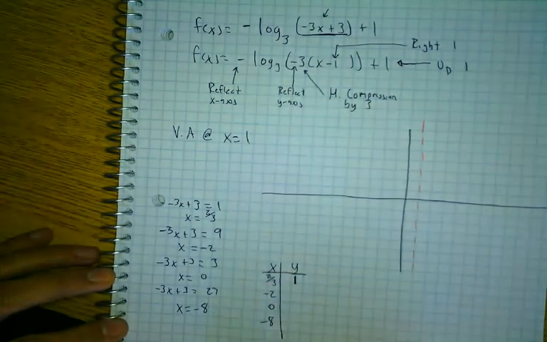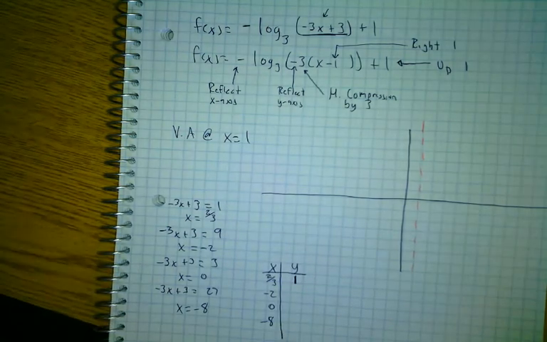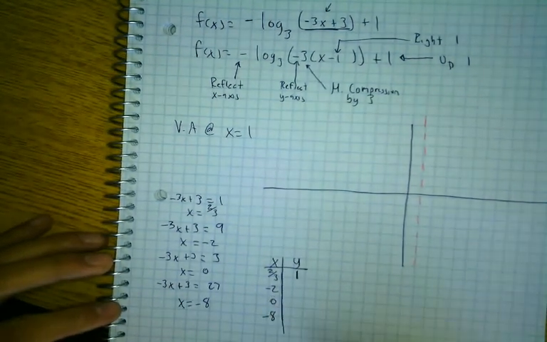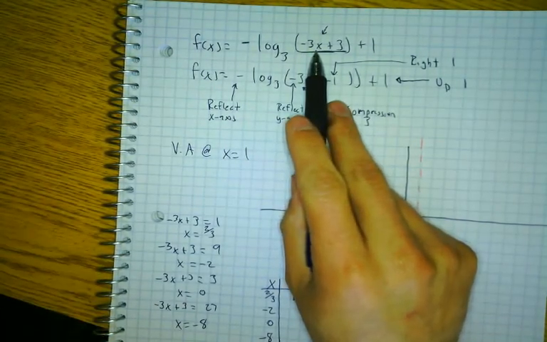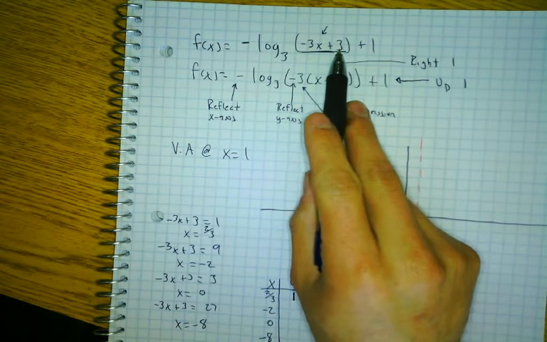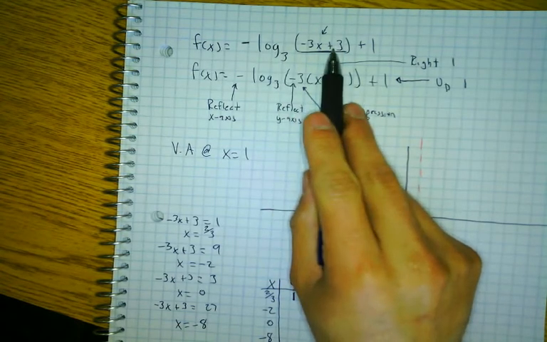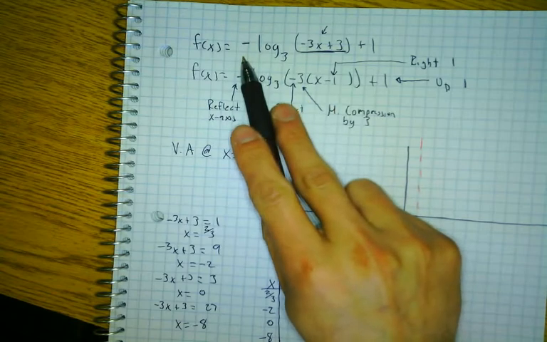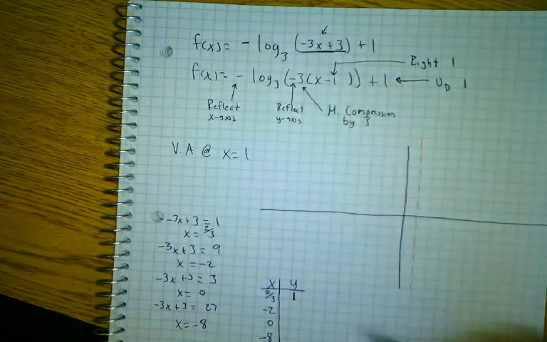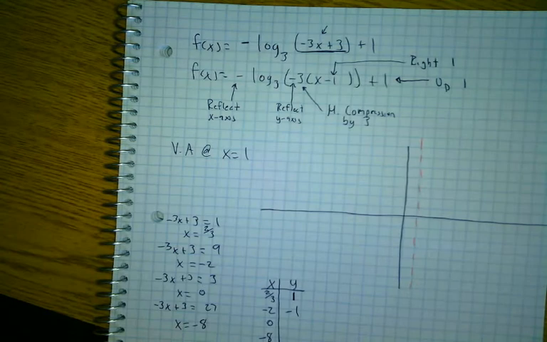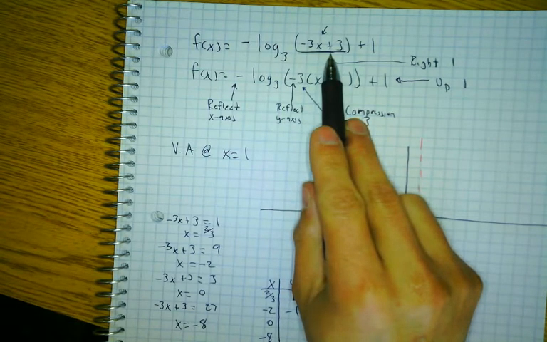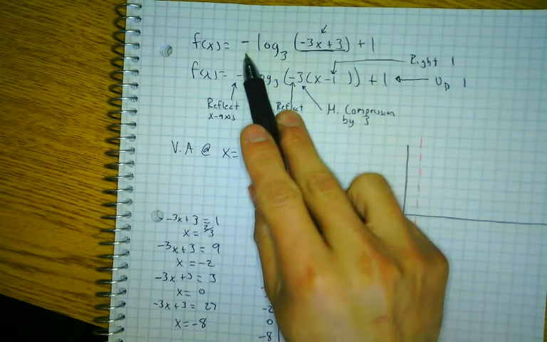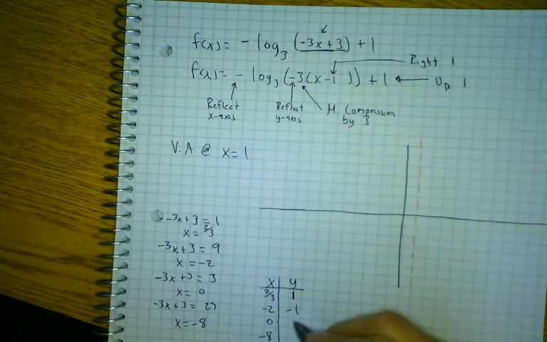Exactly. That's why, if you do all this work, you're going to know a lot of the information beforehand, okay? All right, if I plug in negative 2, negative 3 times negative 2 is 6. 6 plus 3 is 9. Log base 3 of 9 is 2, times a negative, so negative 2, plus 1, negative 1. Cool? All right, plug in 0. That gives me log base 3 of 3, which is 1, negative 1 plus 1, 0.